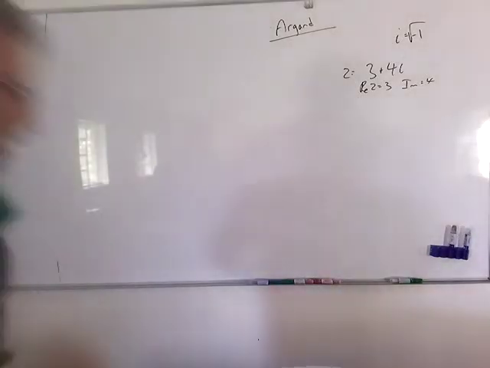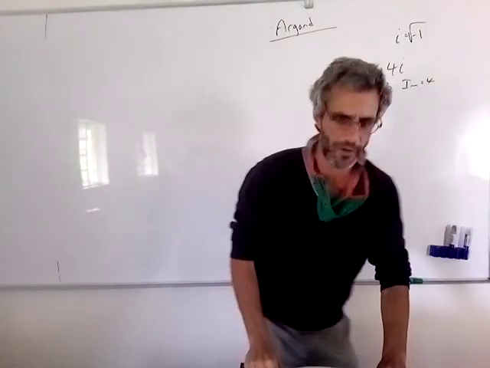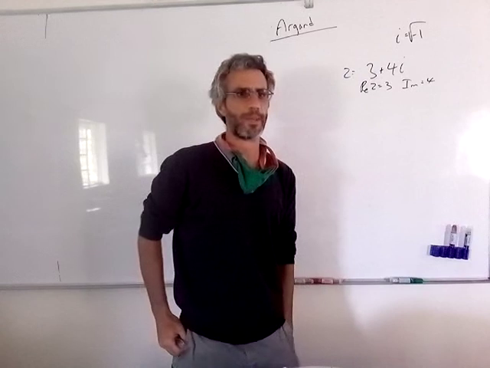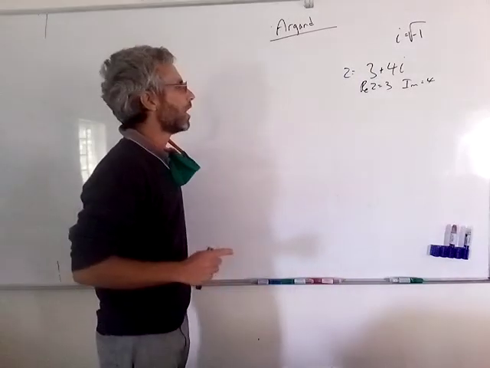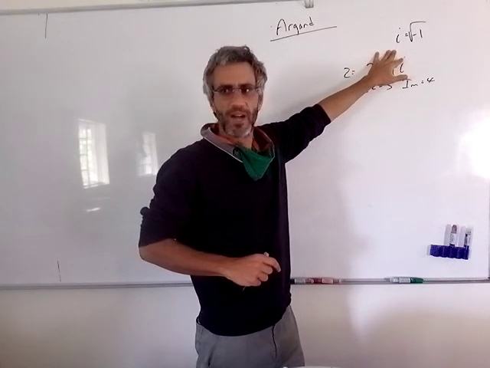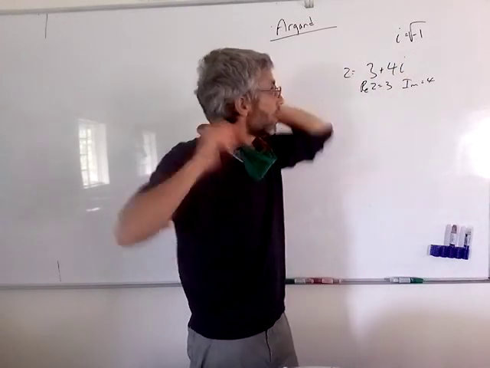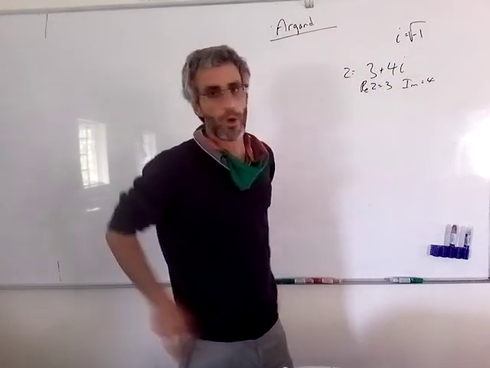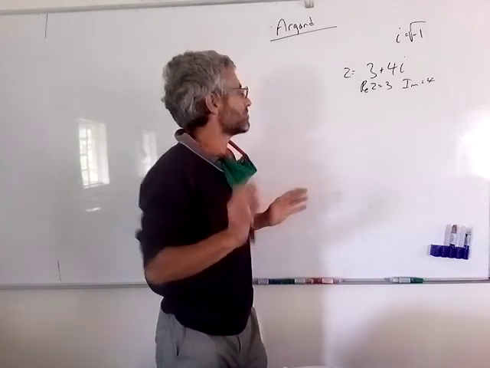Okay, so what we need to do today, we're just going to finish the complex numbers. It shouldn't be too long. Let's look at an example. I always write down the definition of i. That's a good place to start. i is the square root of minus 1, and everything comes from there.